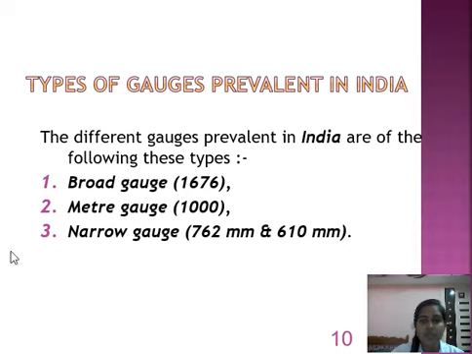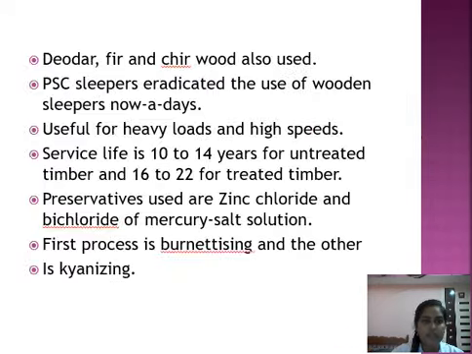So what are the types of gauges? In India there are three different types of gauges. That is, broad gauge, meter gauge and narrow gauge. So broad gauge is 1676 mm, meter gauge is 1000 mm, and the narrow gauge is 762 mm and 610 mm. In meters, broad gauge is 1.676 meter, meter gauge is 1 meter, and narrow gauge is 0.762 meter. This narrow gauge is mostly used in hilly areas. So these are the different types of gauges. So, bridge sleeper.